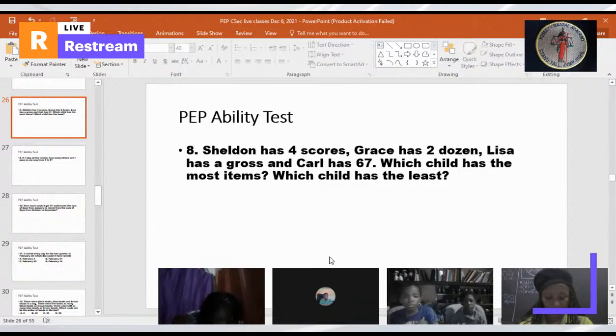Read it again. Okay, miss. Number 8. Sheldon has 4 scores. Grace has 2 dozen. Lisa has a gross and Carl has 67. Which child has the most items? Which child has the least?